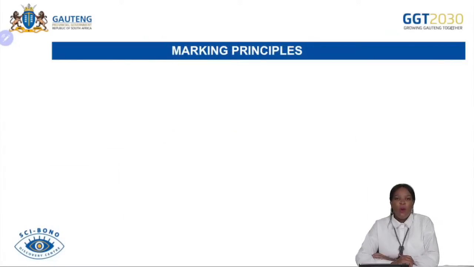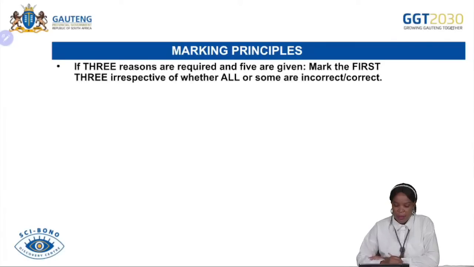Right. So when we mark, when you write, you must have the marking principles in your head, because some of you make mistakes that can be avoided. Now, when you check the marking guideline of every question paper, they have some rules that you need to abide by. So let's check some of the rules that make learners lose marks. So what are those things?